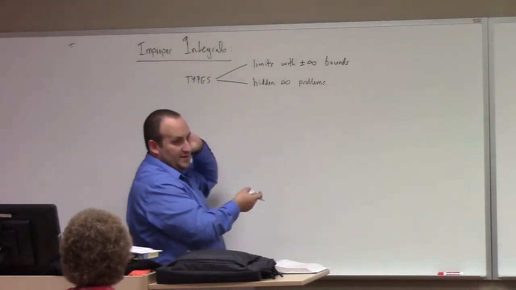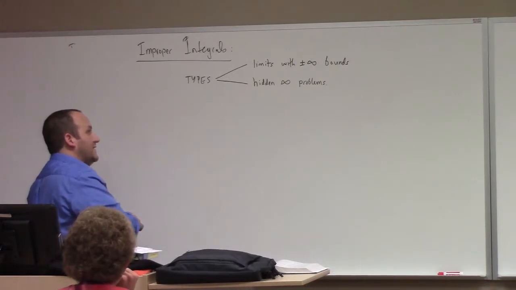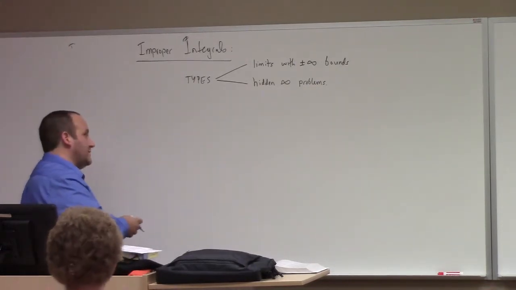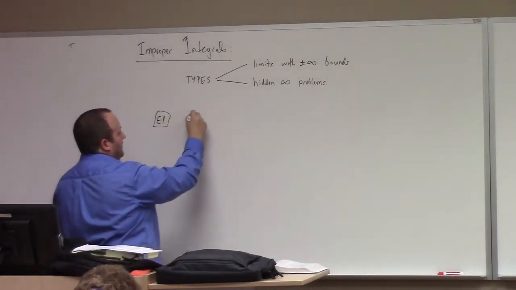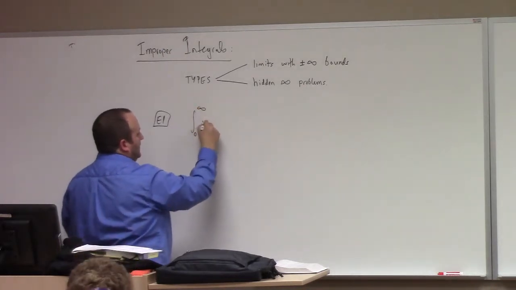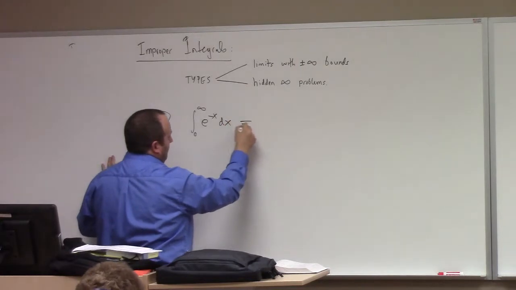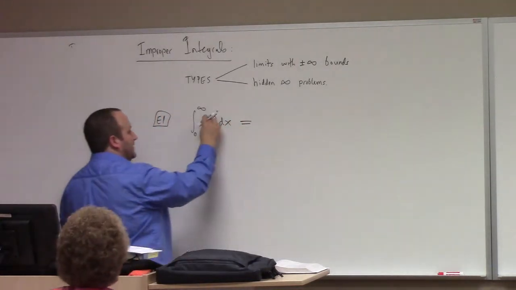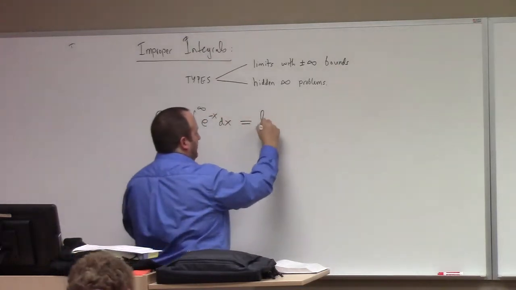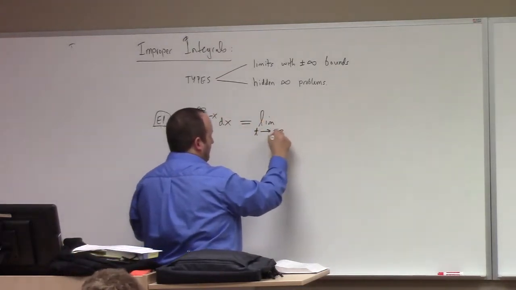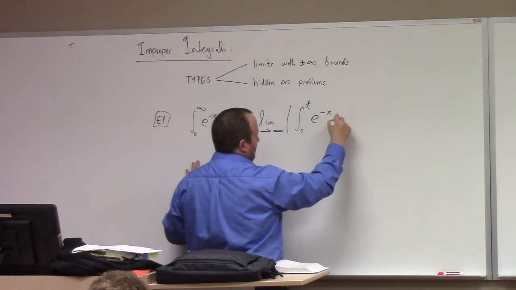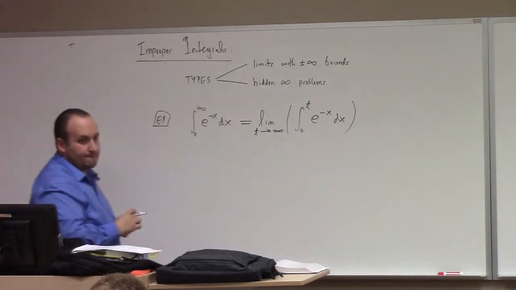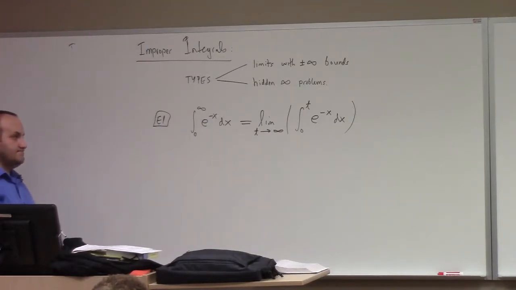And of course, you can also have both together. But I think the best thing for me to do is just to illustrate with examples rather than giving you definitions here. So example 1. We have something like the integral from 0 to infinity of e to the minus x dx. What does this mean? This is just a notation for taking the limit as t goes to infinity of the integral from 0 to t of e to the minus x dx. This is actually the definition.